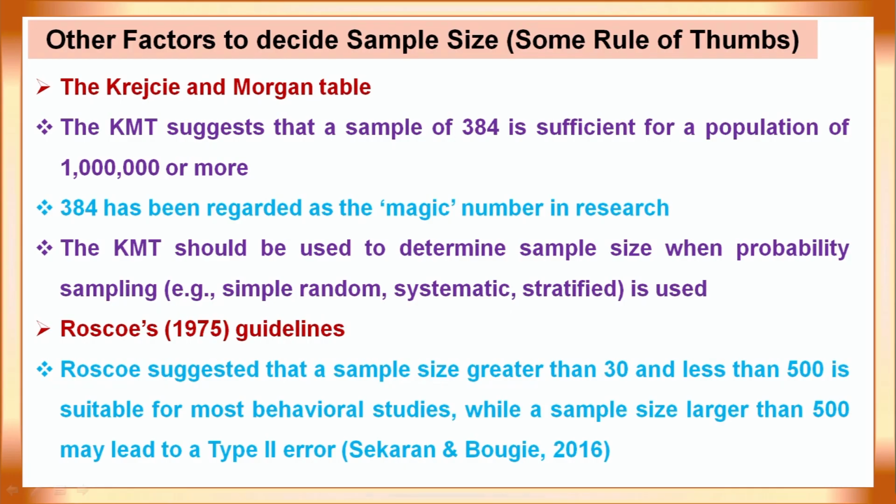So, there is also Roscoe's guideline. Roscoe suggested that a sample size greater than 30 and less than 500 is suitable for most behavioral research. If you increase the sample size beyond 500, then it will result in a higher type 2 error. If you remember, type 1 and type 2 errors have an inverse relationship. If you decrease the type 1 error, it increases the type 2 error. So, you have to look into that aspect also.